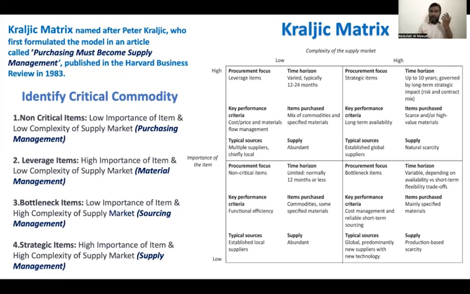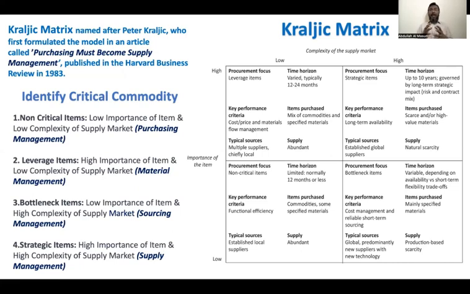Let's review again. For non-critical items, we were doing purchasing management. In leverage items, we were doing material management. In bottleneck items, we need to do sourcing management. And for strategic items, we need to do supply management.